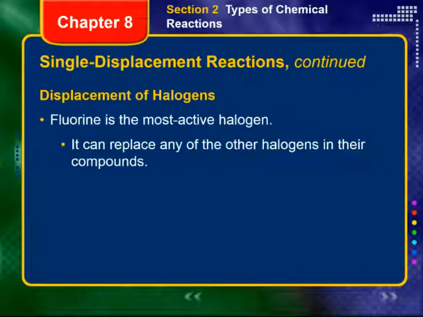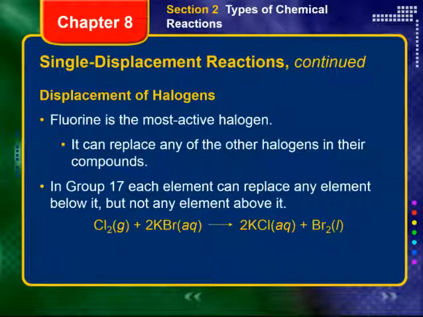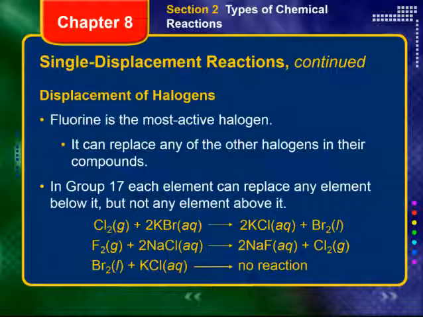Moving forward to halogens. Now we're going to talk about nonmetals. We've talked about metals a couple of times now, but we're going to talk about nonmetals as well. And we're going to use the same idea. Fluorine, okay, talking about the halogens, main group 7 or group 17. Fluorine is the most active halogen, meaning it's the most reactive halogen out of all the halogens. Fluorine can replace any element that is listed below it, meaning the rest of the halogens. Fluorine can replace all of the halogens.